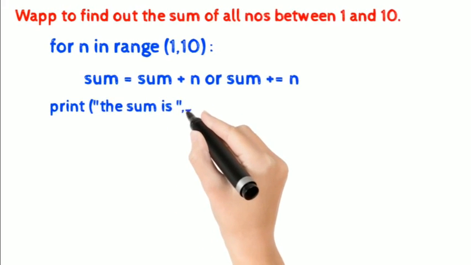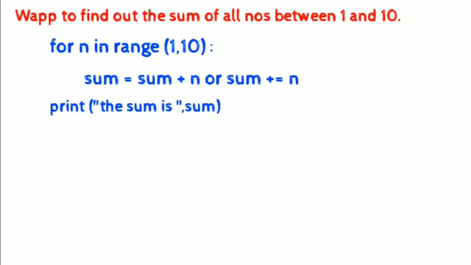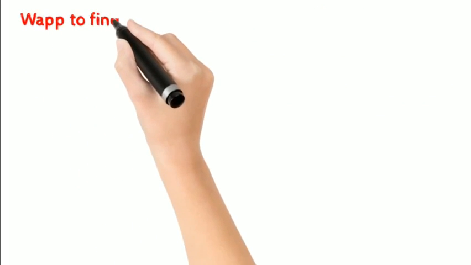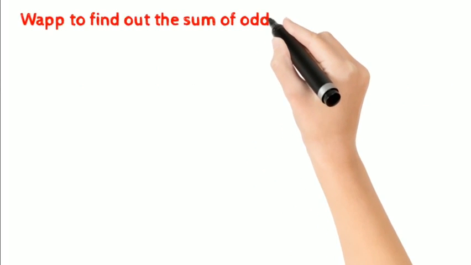Thereafter, outside the loop we need to keep the print statement, so that's why without giving indent we have to write print the sum is comma sum. It means after completion of the loop, the value stored in sum will get printed at last after completion of the loop.